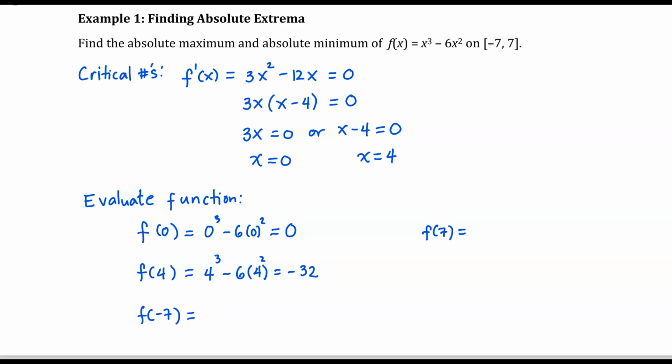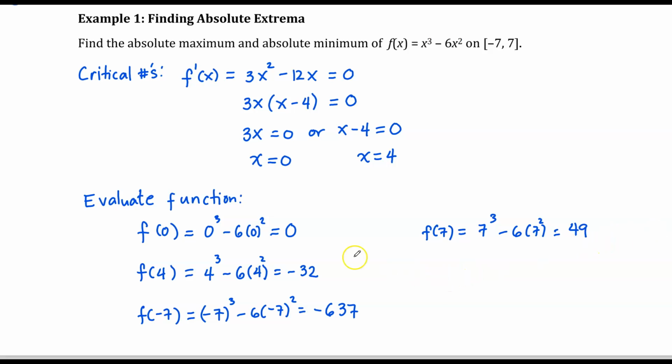And we have negative 7 cubed minus 6 times negative 7 squared. Plug this into your calculator. You get negative 637. Then for f of 7, you have 7 cubed minus 6 times 7 squared. Plug this into your calculator. This is equal to 49.